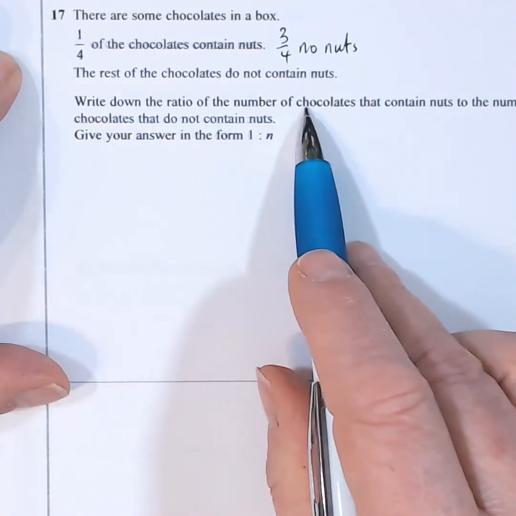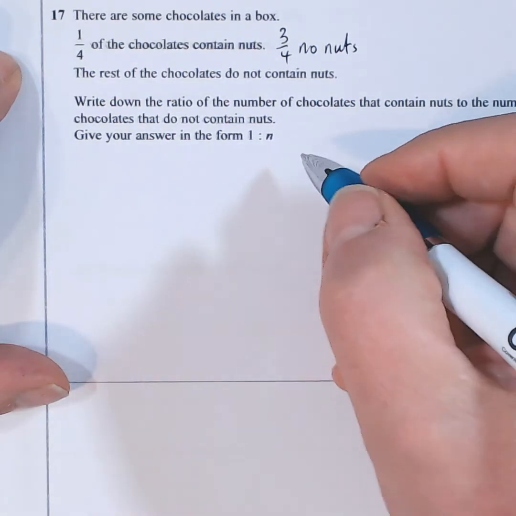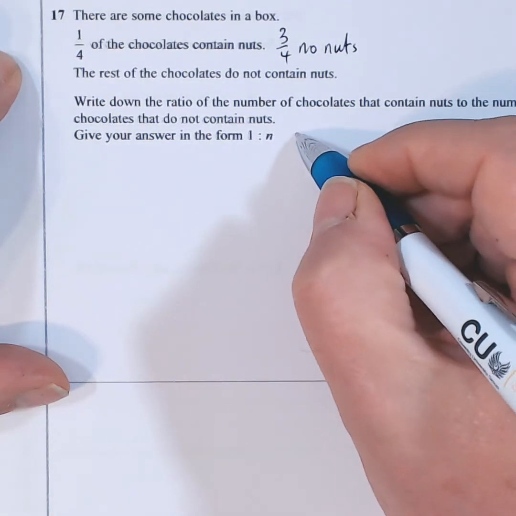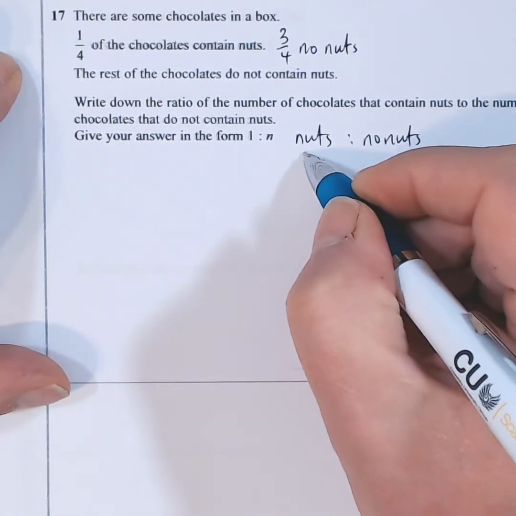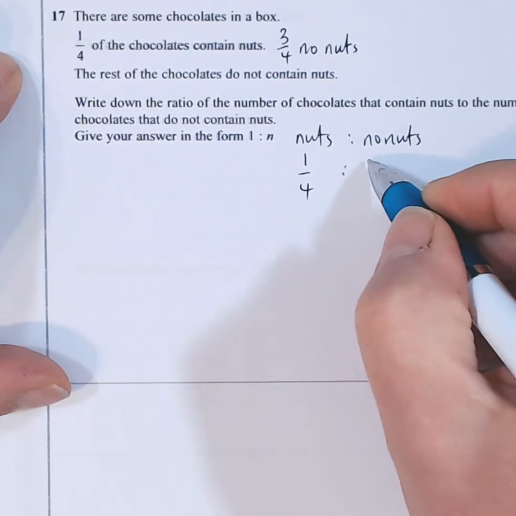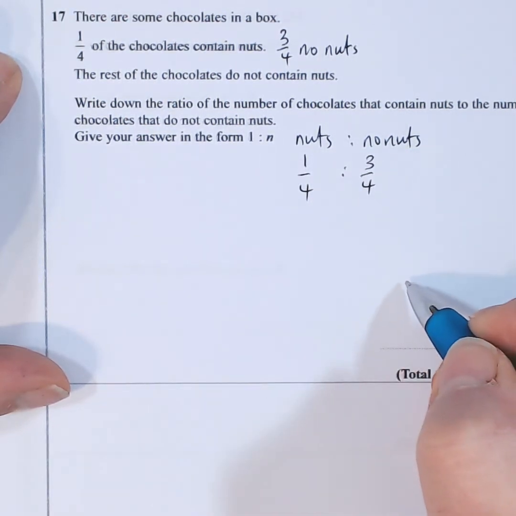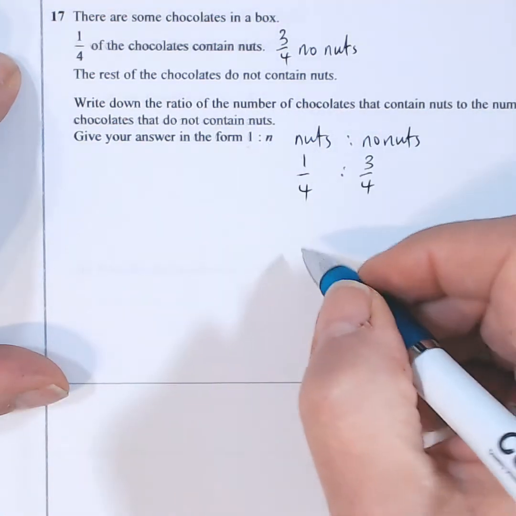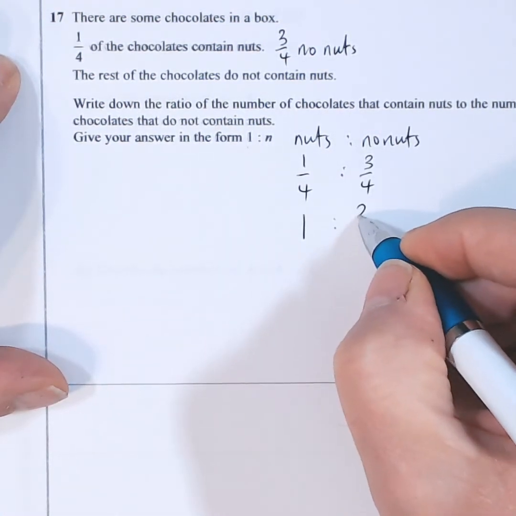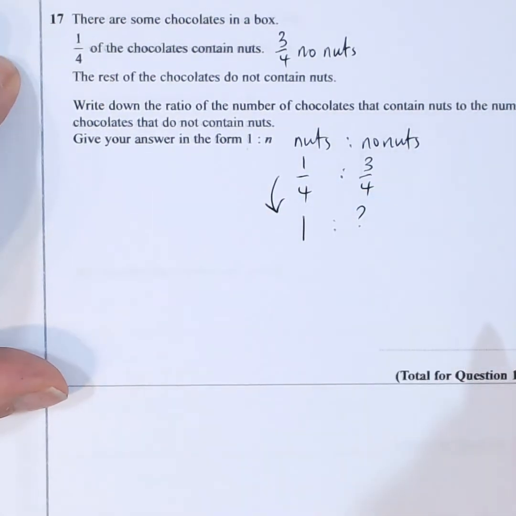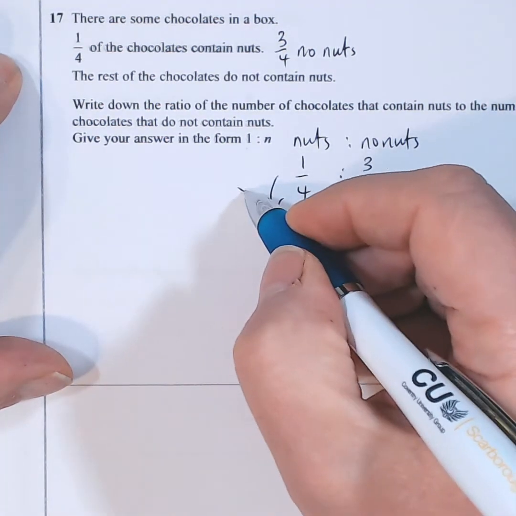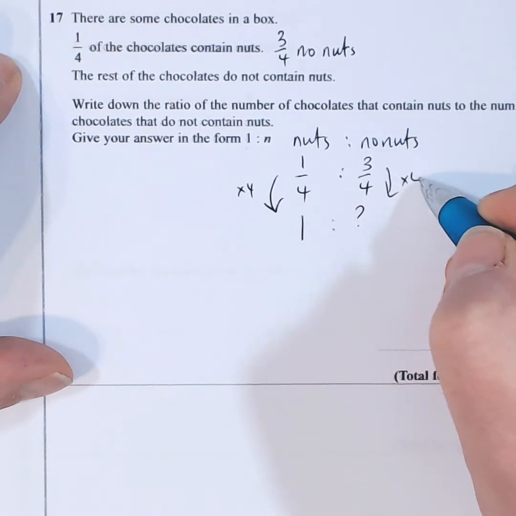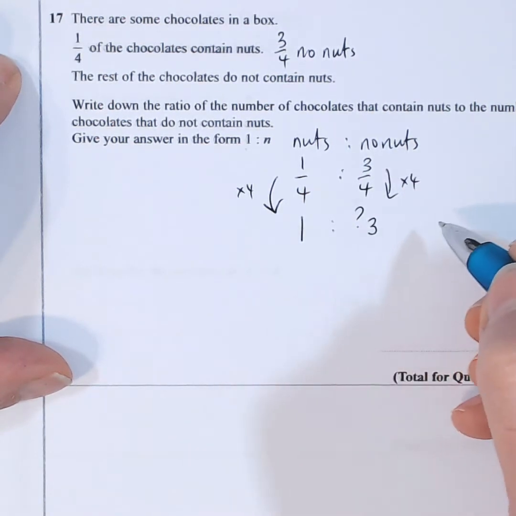It wants you to write down the ratio of the number of chocolates that contain nuts to the ones that don't contain nuts. So we've got nuts to no nuts, and we've seen there's 1/4 containing nuts and there's 3/4 not containing nuts, and it wants the answer in the form of 1 to n. So in other words, we need a 1 there, and this is going to be our n. Well, one of the strategies that you use with ratios is look for equivalent ratios, and when we can turn a quarter into 1 by timesing by 4, then we can see that we can do the same here, times that by 4, so that will give us 3.